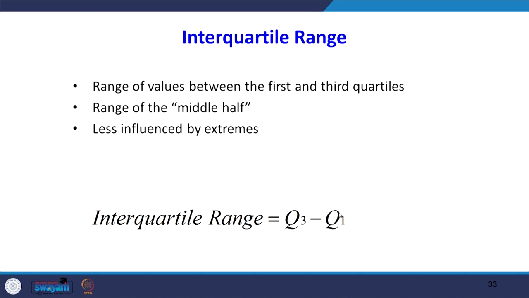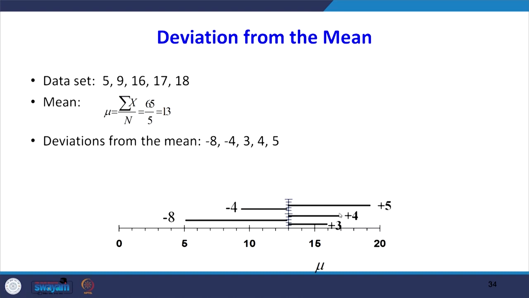Why are we using the interquartile range? Because it is less influenced by extreme values. When we collect a data set, we are not going to consider very low values or, at the same time, very high values. So, the middle values, which are not affected by extremes, are taken for further calculation. For that purpose we are using the interquartile range, that is, Q3 minus Q1.